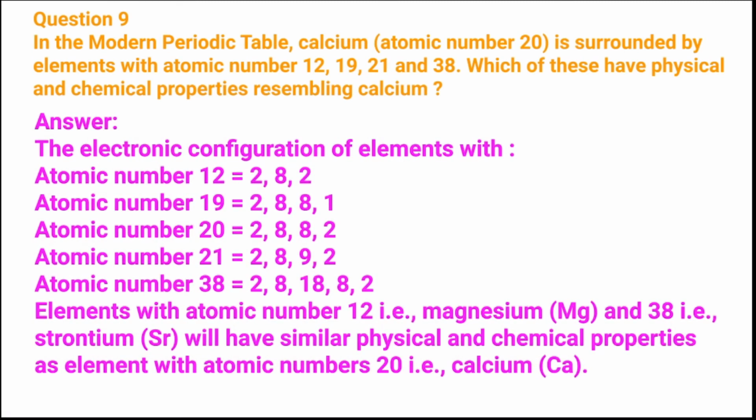Electronic configuration of element with atomic number 12 is 2,8,2 and atomic number 19 is 2,8,8,1 and atomic number 20 is 2,8,8,2 and atomic number 21 is 2,8,9,2 and finally we have atomic number 38, 2,8,18,8,2. Elements with the atomic number 12, that is magnesium, and 38, that is strontium, will have similar physical and chemical properties as element with the atomic number 20, that is calcium, because of the similar electronic configuration.